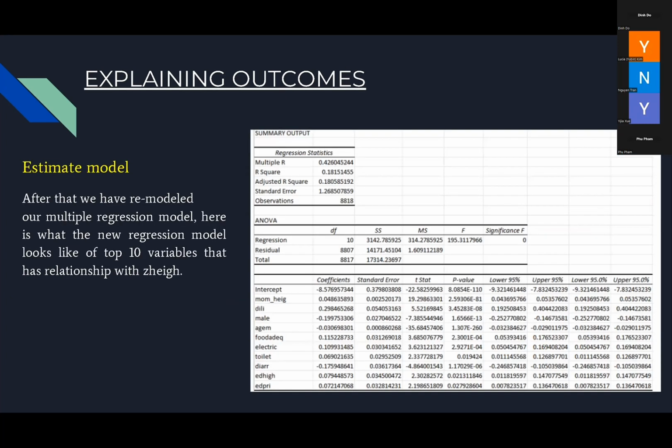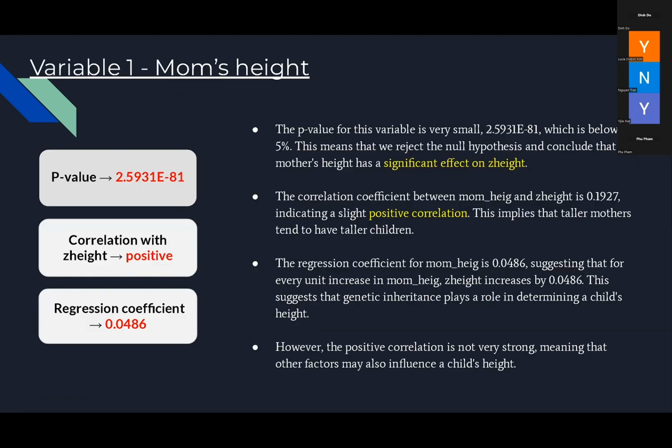So this is the new regression model after we've taken into account the 10 variables that we've chosen. For mom's height, we can see from the figures on the left that it has a very small p-value, under 5%, meaning that we can reject the null hypothesis, signifying that it has a significant effect on Z height. The correlation coefficient and regression coefficient basically mean that the data follows the trend of genetic inheritance, where a child with a taller mom will also be taller.